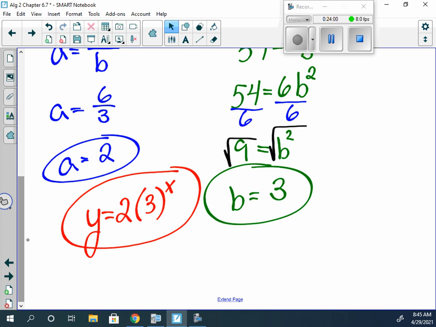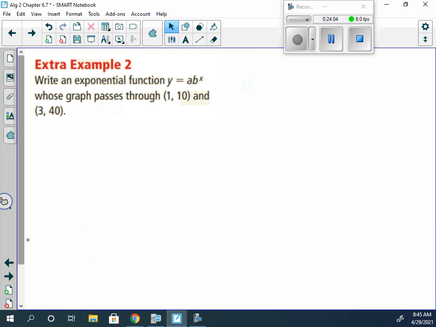Any questions on this here? Let's look at the next one. Yes. Write an exponential function y equals a times b to the x whose graph passes through (1, 10) and (3, 40). And the answer would be 5 times 2 to the x, yes.